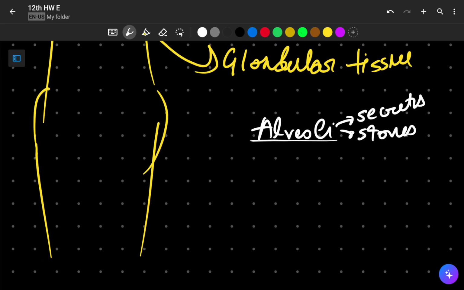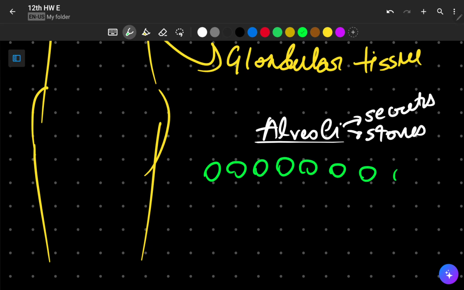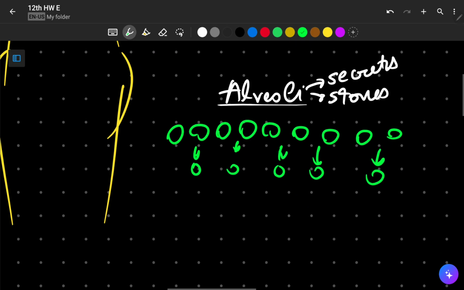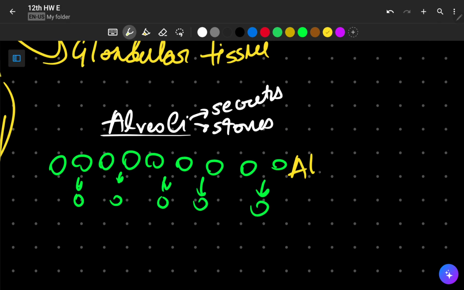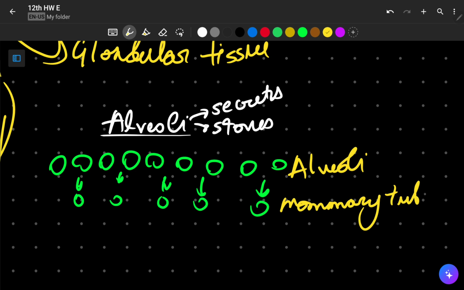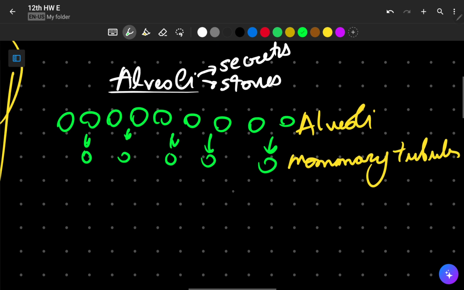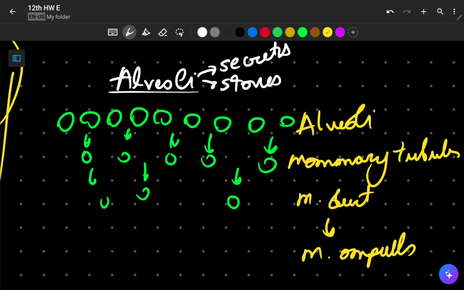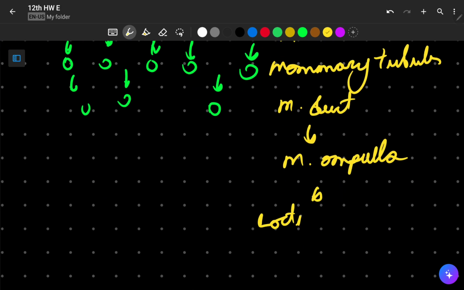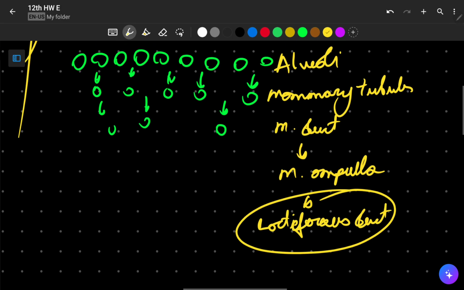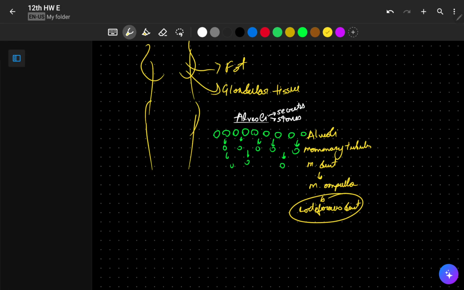So now we can just imagine this very simply, that we have a lot of alveoli which will join together to form, if I refer to these as alveoli, then these will be mammary tubules, which will again join together to form the mammary duct, which will form the mammary ampulla, which will form the lactiferous duct, and then this is where the milk is sucked out by the baby. So this was the entire talk about the breast. Gametogenesis is done.